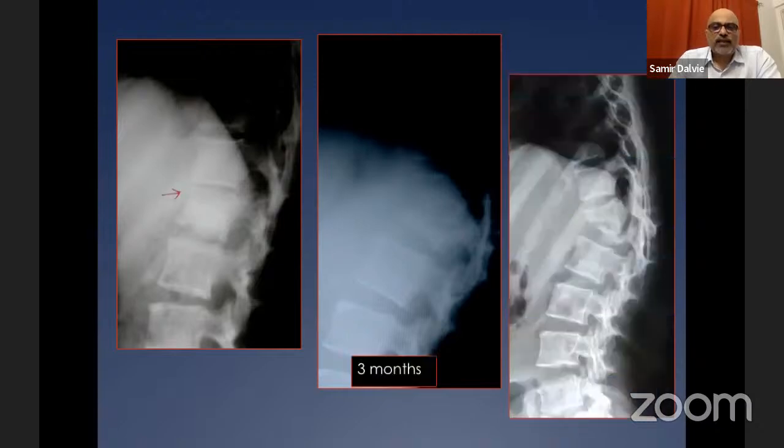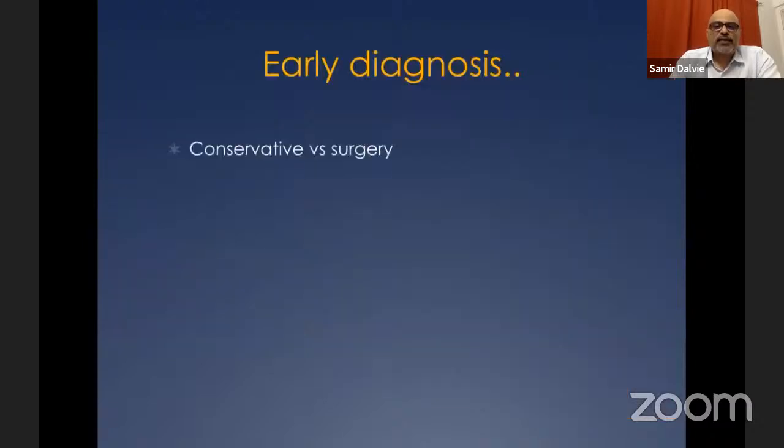And if we had done an X-ray at that time, if we had done an MRI at that time, we could have spared this patient, because this patient then went on to have further destruction and came to us and then needed surgery. So early diagnosis is the difference between conservative versus surgery. Even if the patient has surgery, it is a lesser magnitude of surgery versus a larger magnitude of surgery.